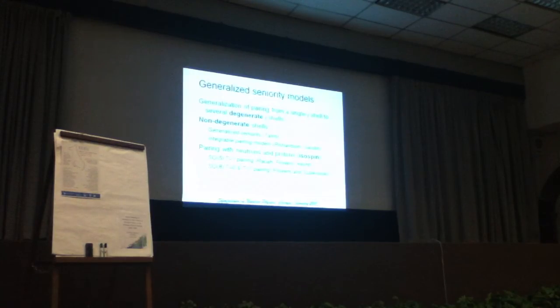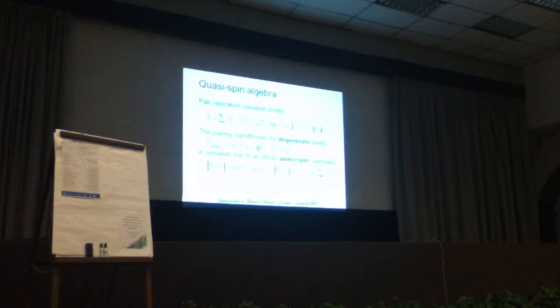So how to understand seniority in the case of degenerate j shells. This was shown a long time ago, almost simultaneously by Kerman and Helmers. The relevant formalism is what is called quasi-spin algebras. How does it work? Well, we have our pair operator, where you put particles coupled to 0 in several j shells. So you have a sum of all the j orbits which are available to your particles. And this is a creation operator of such a correlated pair distributed over several orbits.